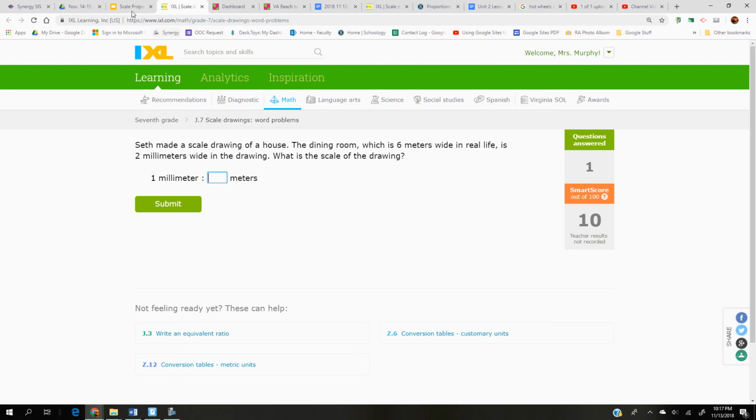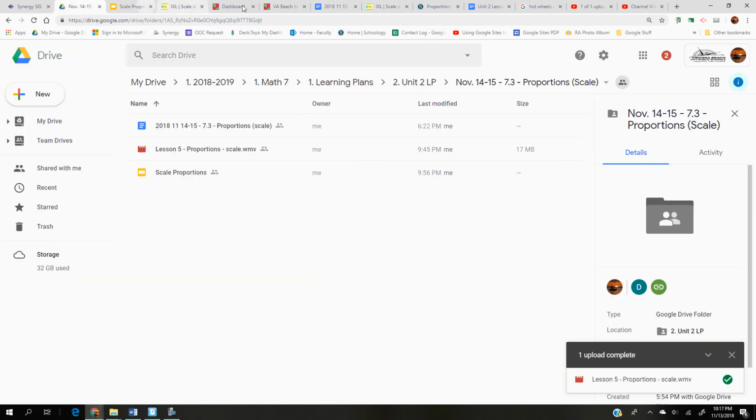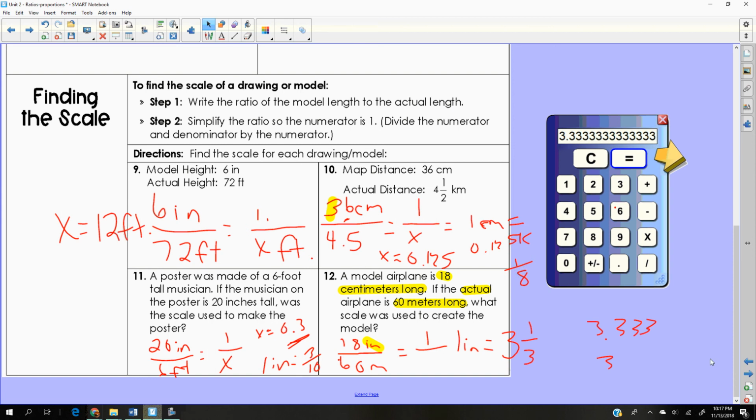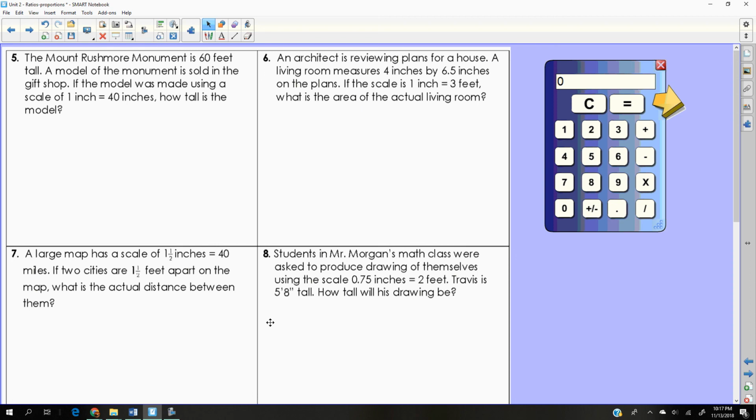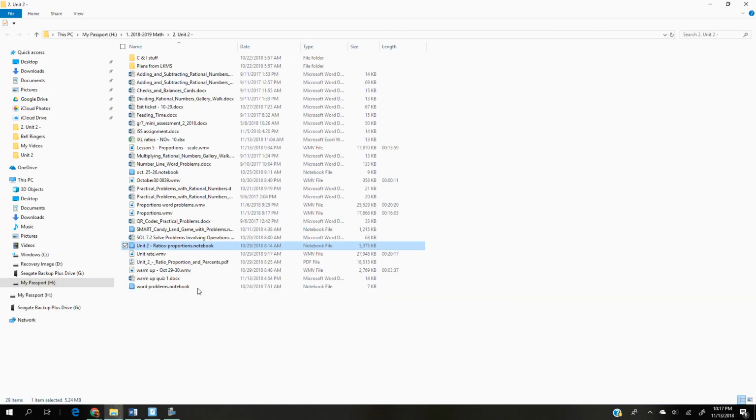And if you want some extra practice, if you want to take some home, where is it? Okay, I do have another sheet. Nope, that's the discount. But I do have another sheet that has the practice problems on there. I can show you what they look like.